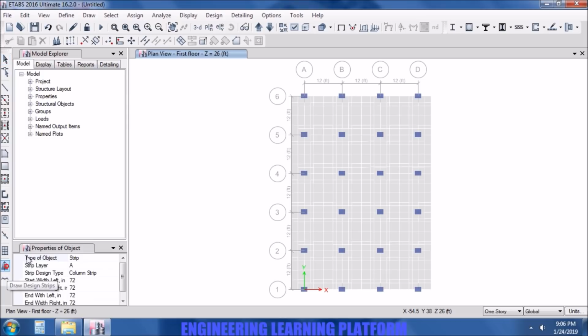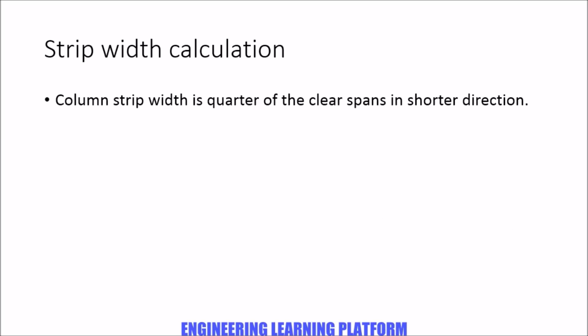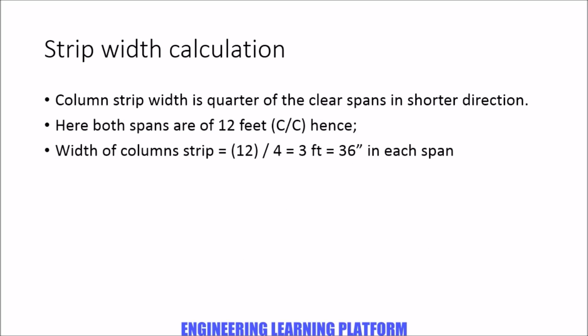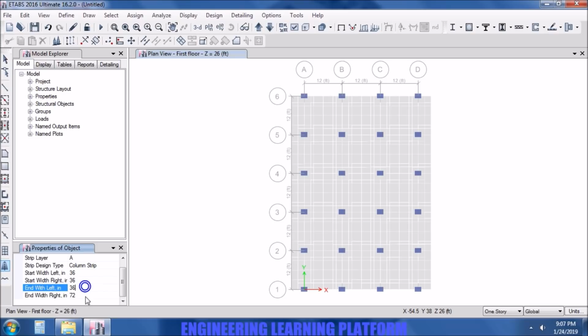Now you need to draw the design strips, starting with column strip and middle strip. First we need to calculate the strip width. Column strip width is a quarter of the clear span in the shorter direction, but in our case both the directions are 12 feet, so that becomes 12 feet divided by 4, which gives us 3 feet, or 36 inches in each span. Width of the middle strip is the remainder of what is left after drawing the column strip in the spans. Let's take 36-inch width for the column strip in each span.